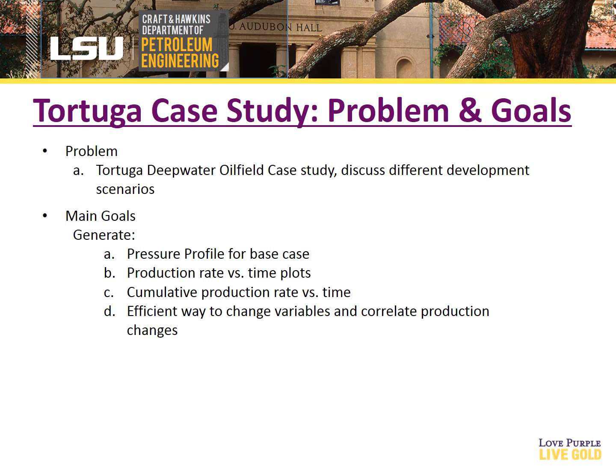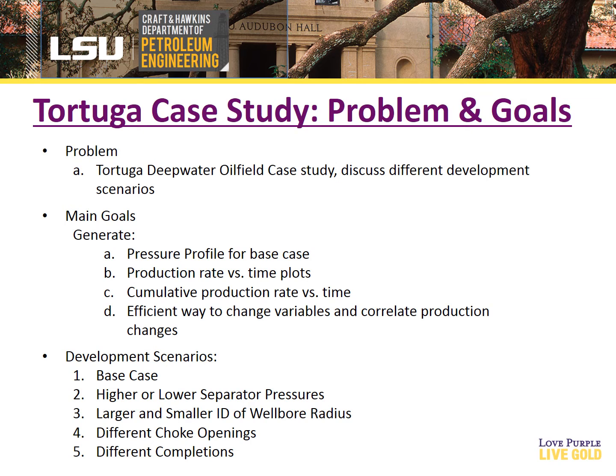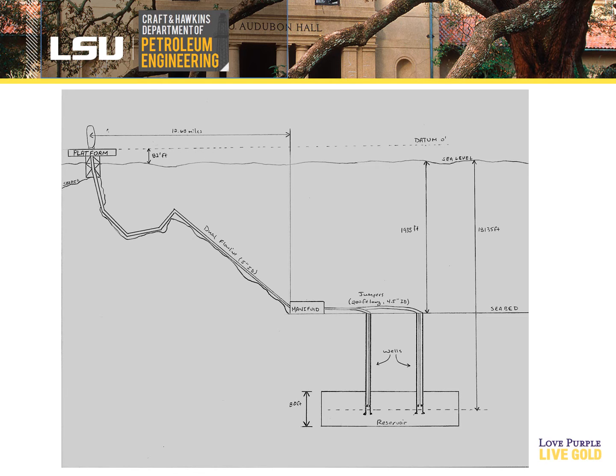In addition, we will create production rate versus time and cumulative production versus time for all of our different development scenarios in order to compare and discuss the field operator profit over 10 years of production to our base case scenario. Our different scenarios consist of base case, higher or lower separator pressures, larger and smaller wellbore radius, different choke openings, and different types of completions. By establishing this base case model, we will be able to see changes in the performance of our system.